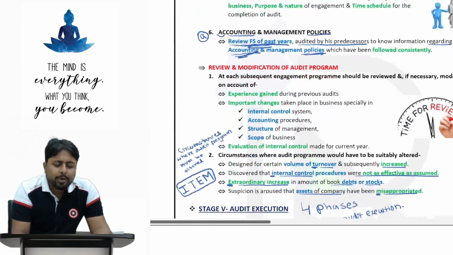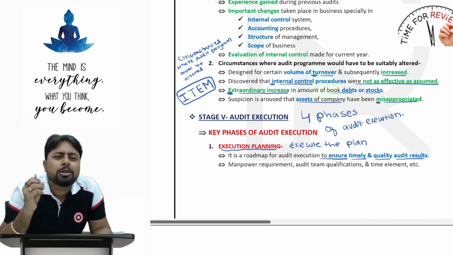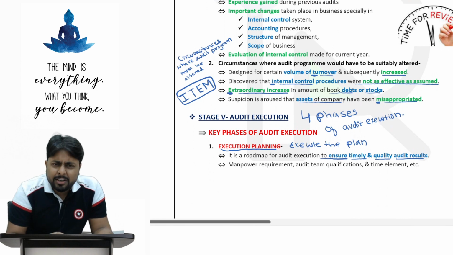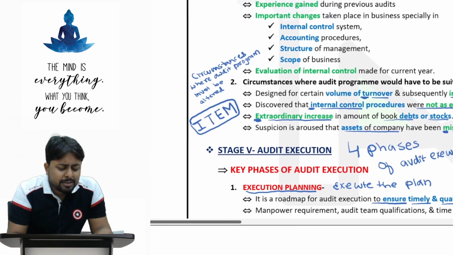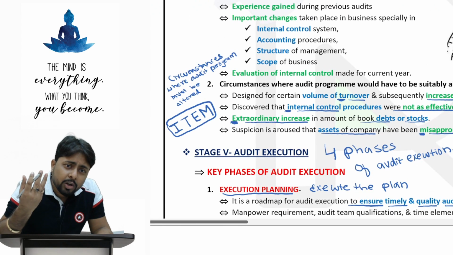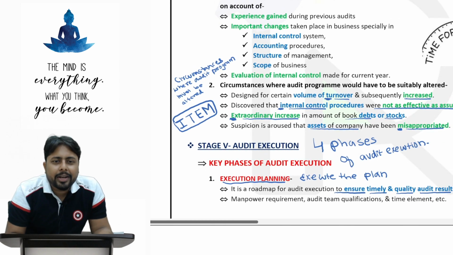I have one more question in mind, the last question for stage 2. You will love this question because the mnemonic is awesome. What is it, sir? Please, I cannot control, please tell me. The question on your screen is: circumstances where the audit program must be altered. What are those circumstances where your audit program must be altered? Now the answer to this, the mnemonic, is ITEM.